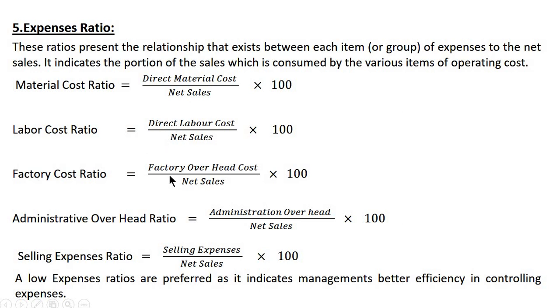Like factory cost ratio, factory overhead cost divided by net sales into 100 is the ratio. It expresses the percentage of factory overhead cost included in the net sales. The other expenses ratio is administrative overhead ratio. Administrative overhead divided by net sales into 100. It also expresses the percentage of administration overhead absorbed in net sales. The last expenses ratio is selling expenses ratio. The formula is selling expenses divided by net sales into 100. It indicates the percentage of selling expenses included in net sales. All these expenses ratios are preferred to be low because it indicates management's better efficiency in controlling expenses.